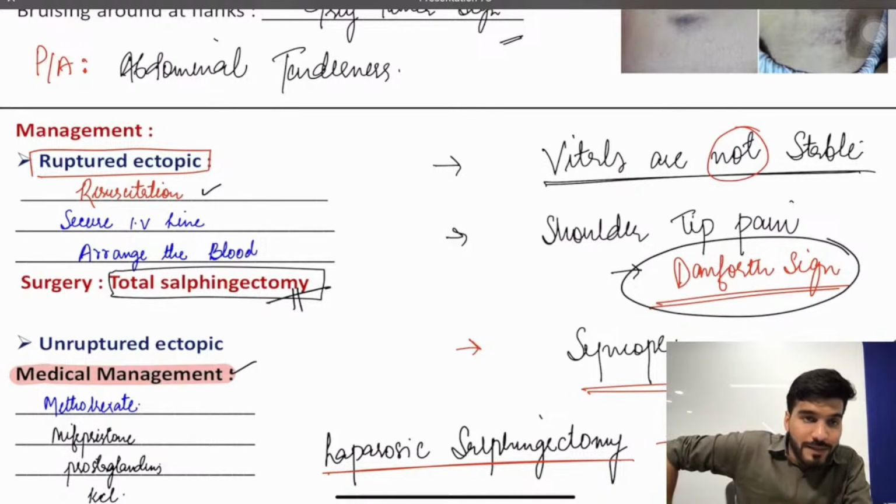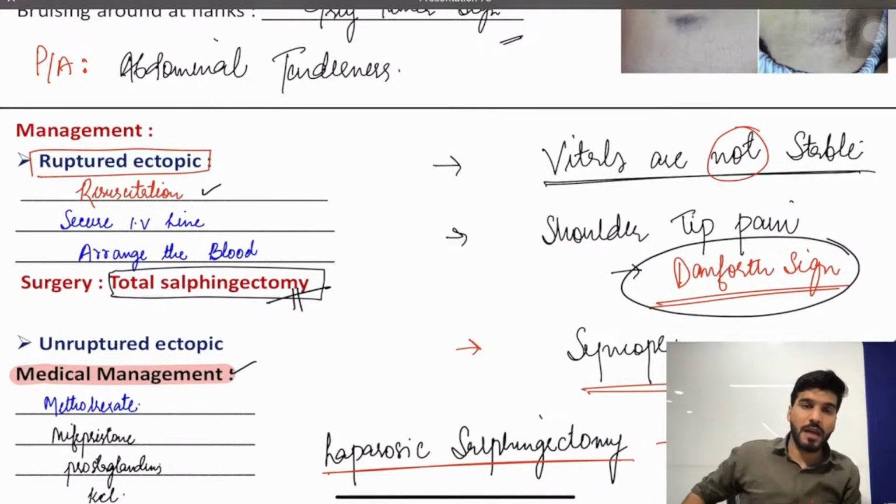Followed by that, ruptured ectopic pregnancy. As discussed, for unruptured ectopic pregnancy, you have to consider either medical management or surgical management based upon the beta HCG levels and the size of the ectopic. We have medical management and surgical. If less than 4 to 5 centimeters, we go with the medical management.